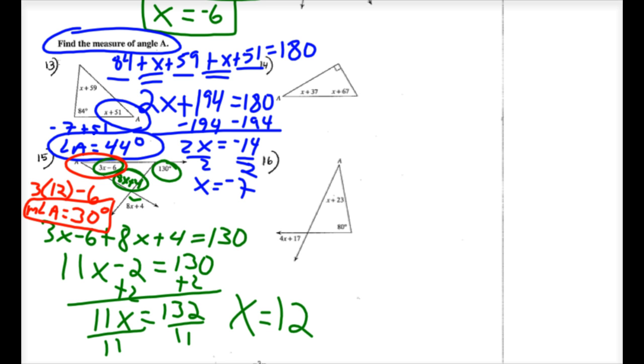So there's a lot of work involved in some of these. Think about how easy the first couple problems were. This one is tough.